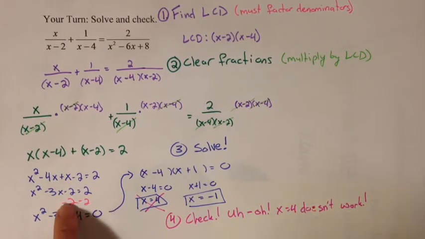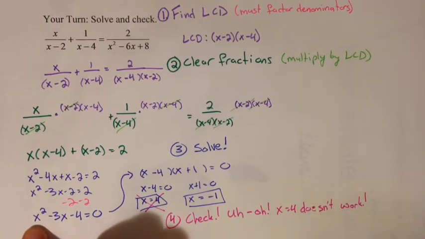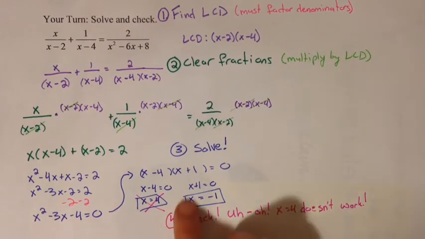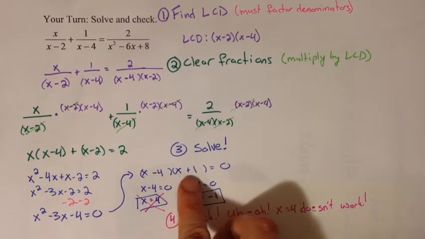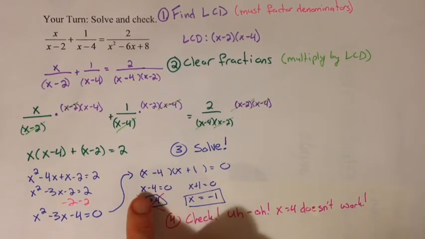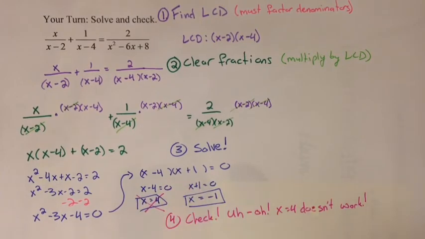So I'll move this 2 over by subtracting 2 from both sides, leaving me with x squared minus 3x minus 4 equals 0. That factors nicely as x minus 4, x plus 1. Now I take each factor, set it equal to 0, and that gives me x equals 4 and x equals negative 1 as my answers. I'm not quite done yet though.